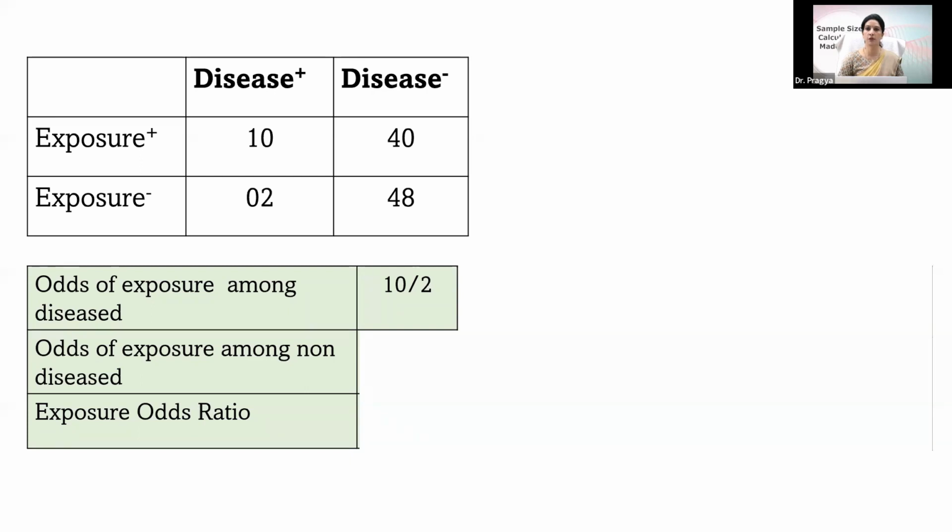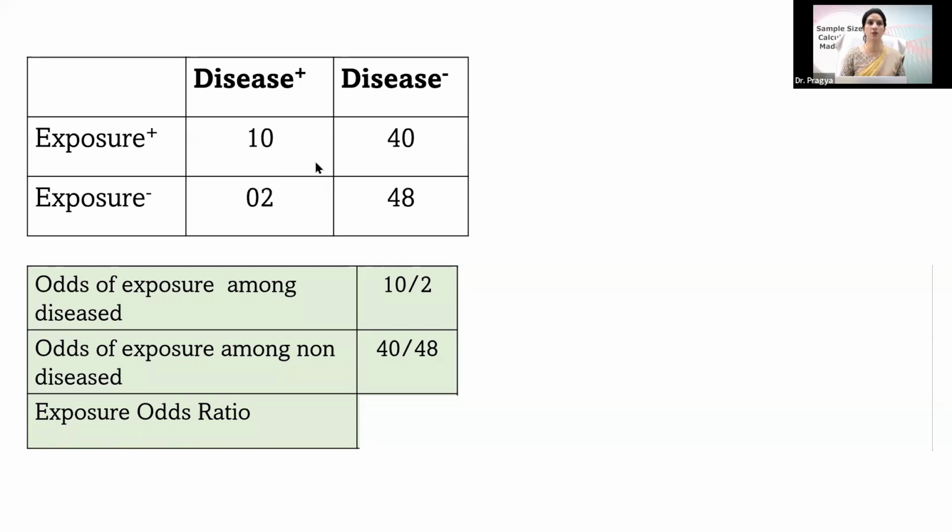Odds of exposure among non-diseased? Yes, it is 40 by 48. No, you have to write, see this carefully, odds of exposure among non-diseased. Yes, Varun, Pankaj, these are the right answer. It is 40 by 48. Are you clear? Now focus on the vertical. The question is odds of exposure among disease, so you have to see the disease column. The disease is 10 in the exposed one and 2 in the non-exposed one.